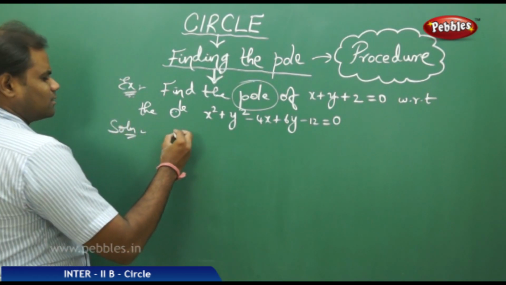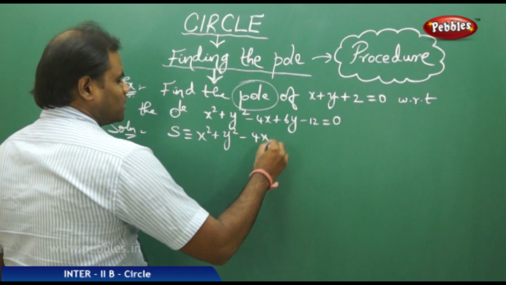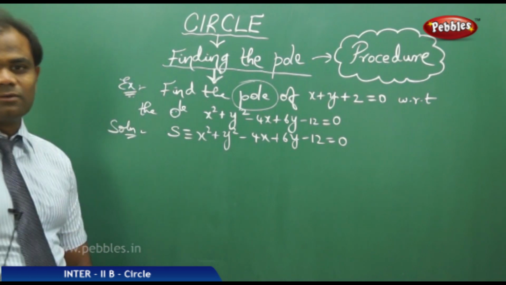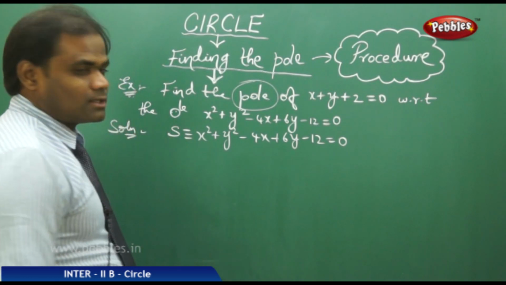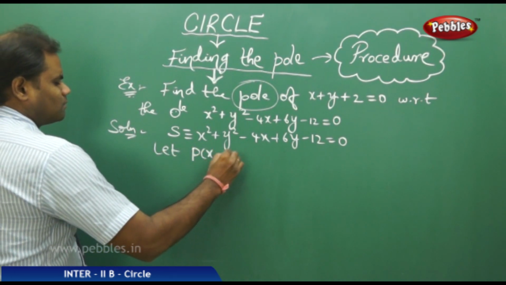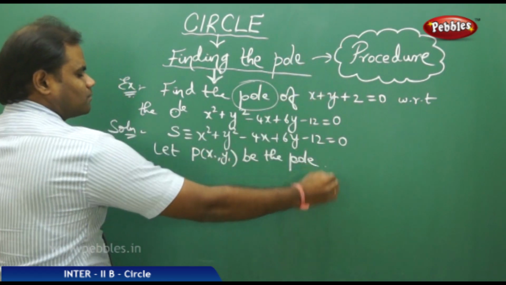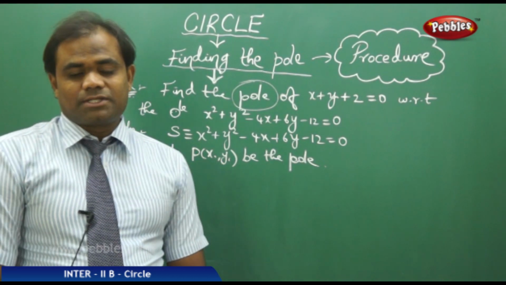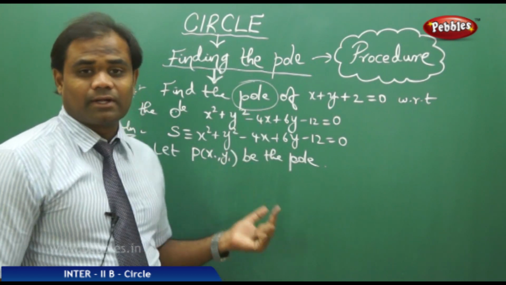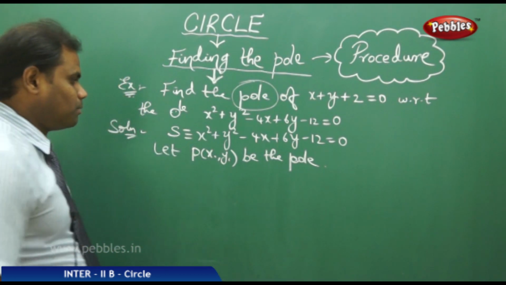Now initially the circle given here is x square plus y square minus 4x plus 6y minus 12 equals 0. Now for this circle, say, let P(x1, y1) be the pole. So assuming that the point P(x1, y1) is the pole, in order to find the pole, I need to find the values of x1 and y1. That is how I understand finding the pole. So let P(x1, y1) be the pole.